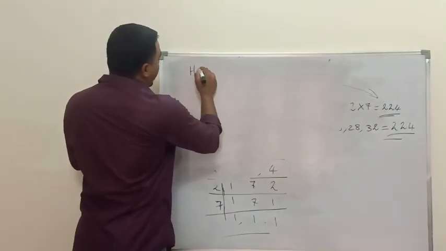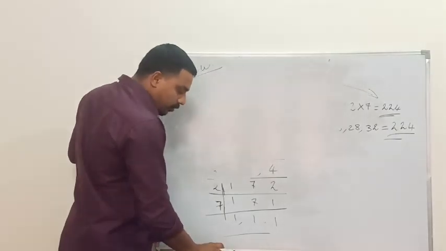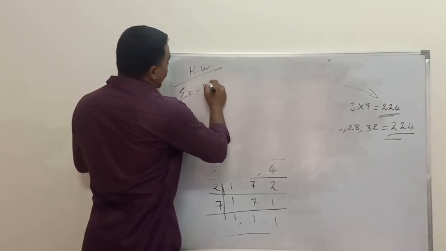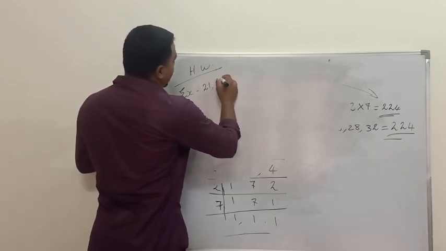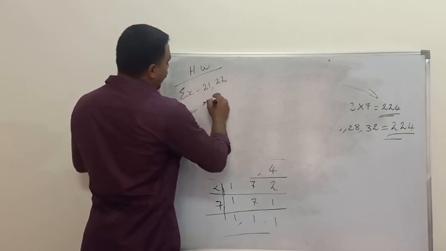So the homework is exercise number 21 and 22. Exercise number 21 and 22 in your rough copy.